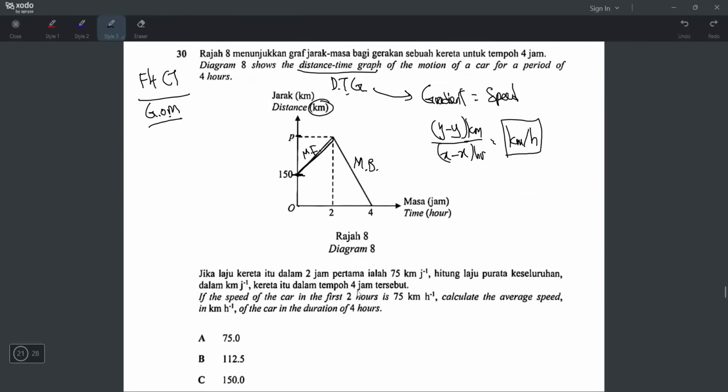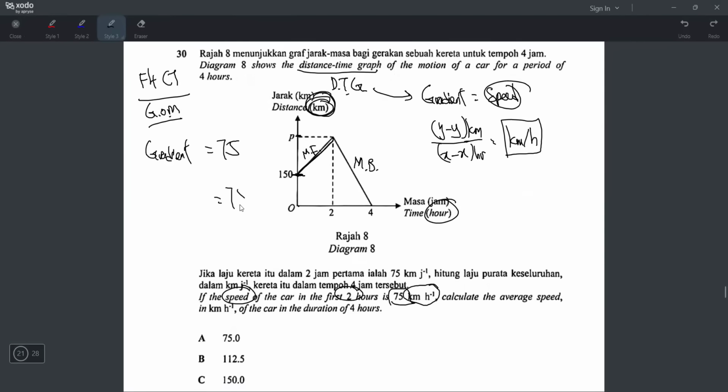If the speed of the car in the first 2 hours is 75, immediately when you see speed, you think about gradient, because this is a distance-time graph. If they say the speed of the car is 75, that means the gradient is 75, because the gradient of this graph is speed. So gradient equals 75, and the unit is kilometer per hour, which is correct already, because the y-axis and x-axis are already in kilometers and hours.